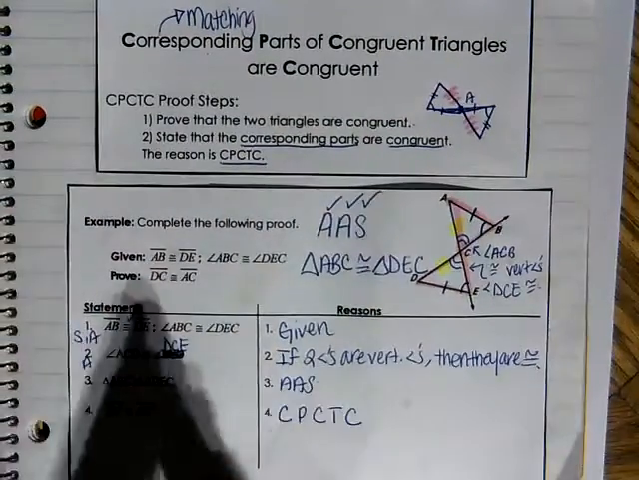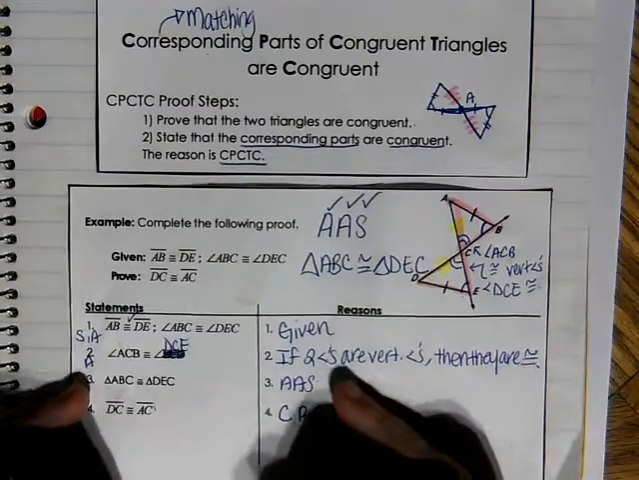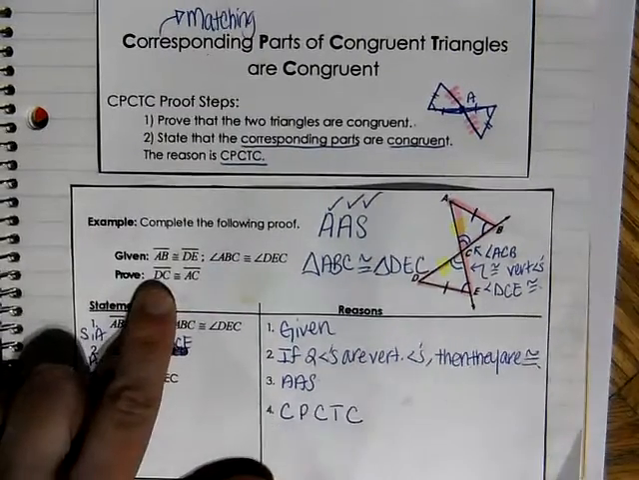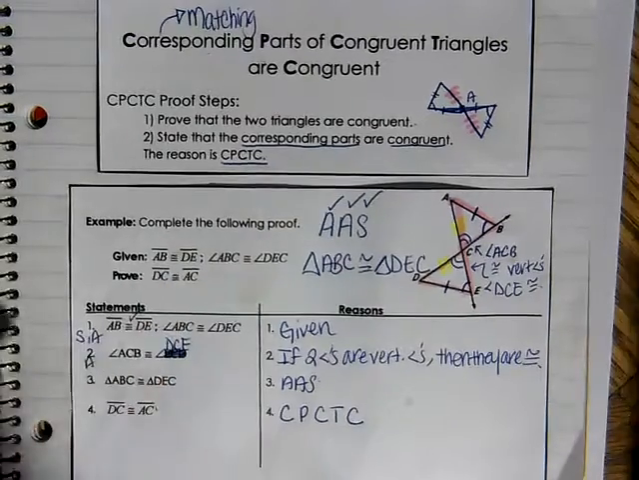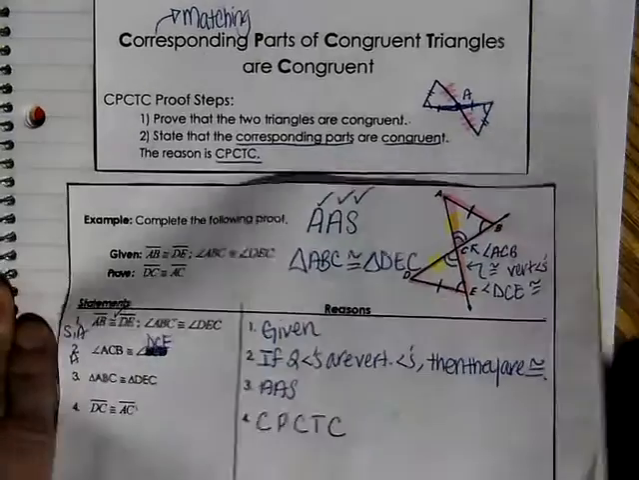What you're going to do is what we've always done. You're going to prove triangles are congruent. And then from there, you'll finish the proof by proving that other parts are congruent using the reasoning of CPCTC.